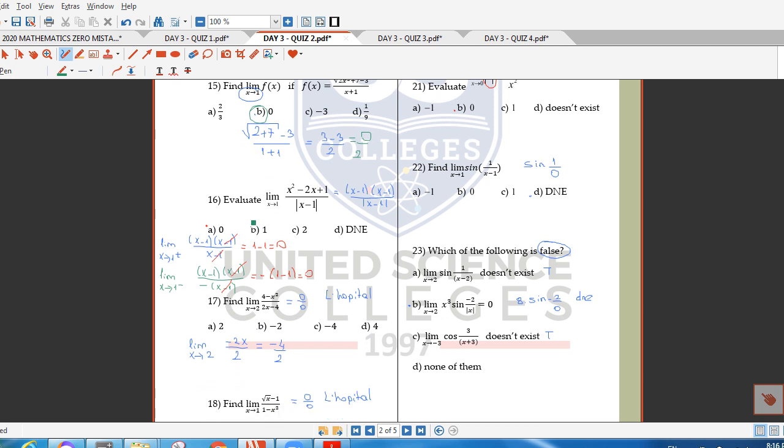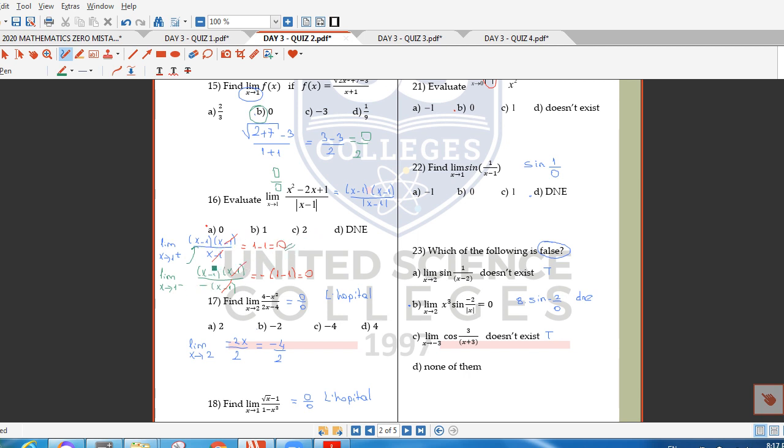Question 16. I have also 0 over 0 case. If I do direct substitution, it will be 0 over 0. But whenever I have absolute value notation, I have to be careful. It depends on my approaching. If I approach 1 from right, and numerator also can be factorized as x minus 1 and x minus 1. Approaching from right, use any number greater than 1, so it gives us positive inside. So my expression can be written without absolute value notation as x minus 1. Cancel x minus 1. My remaining expression is x minus 1. Do direct substitution. 1 minus 1 is equal to 0.